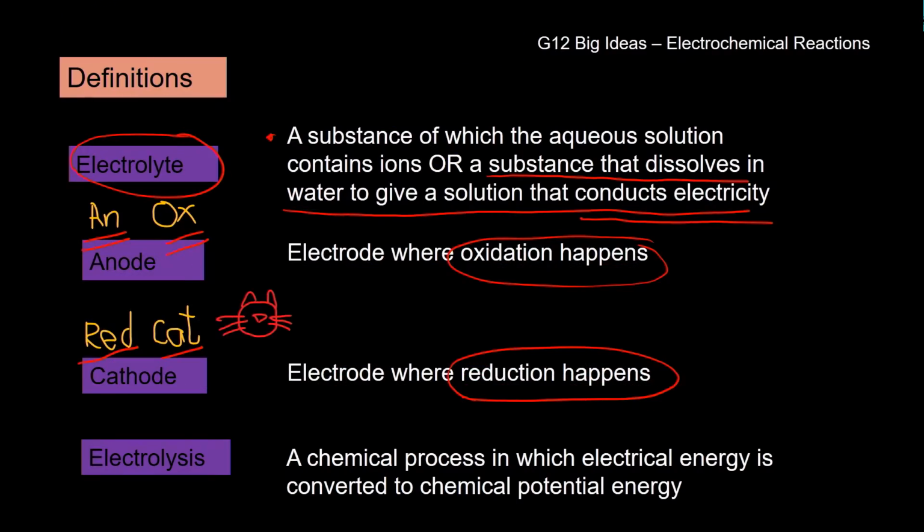What about electrolysis? Electrolysis is a process. Here we go. It's a chemical process in which, let's think, we're talking about electrolysis, so that's the electrolytic cell, that's the one with the battery, and so it is a process where electrical energy is transferred to chemical potential energy.